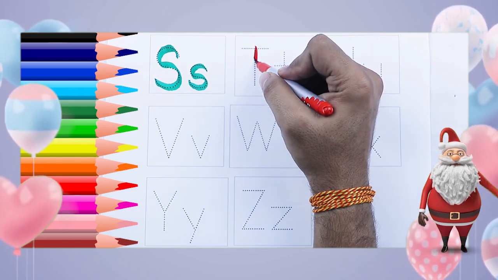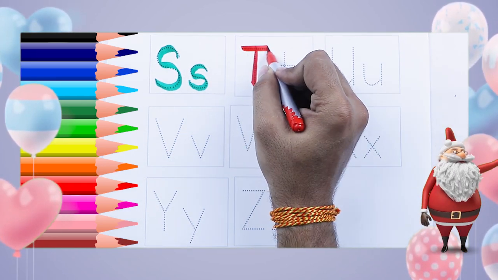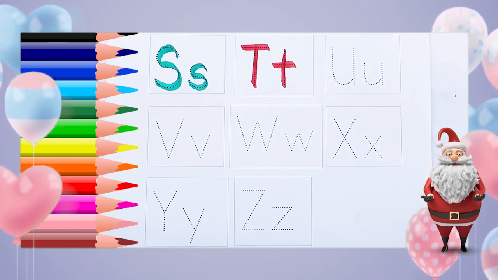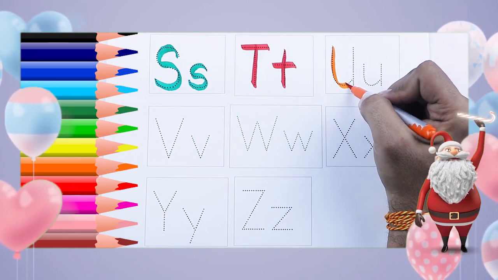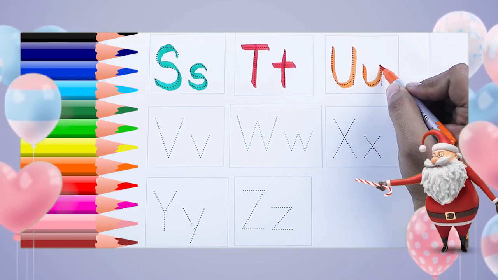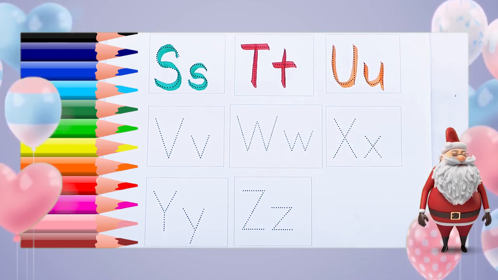Red color, capital T, T for tiger. Red color, small t, T for tiger. Orange color, capital U, U for umbrella. Orange color, small u, U for umbrella.